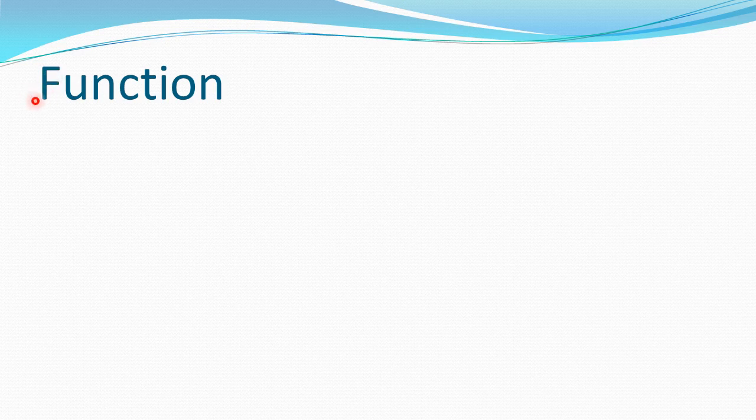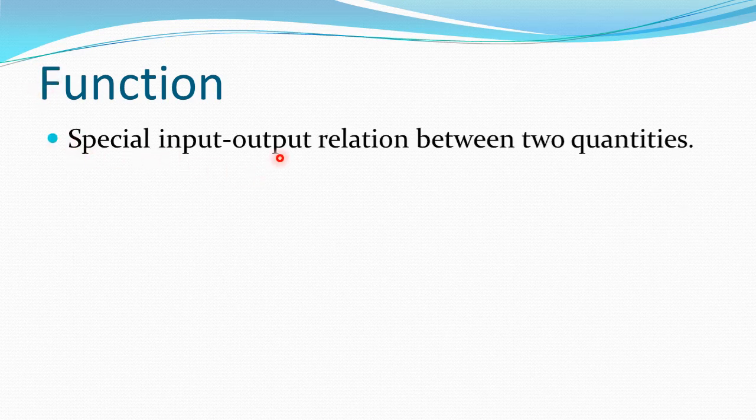A function is just a special input-output relationship between two quantities or variables. The first variable, or the input, is the independent variable, and the output is the dependent variable. So there's a relationship between these two, and this relationship is defined by your function.